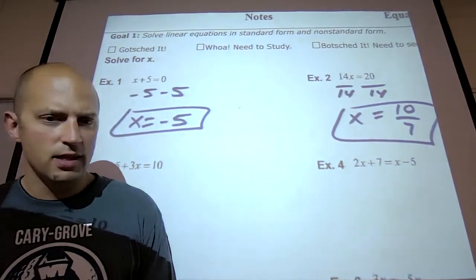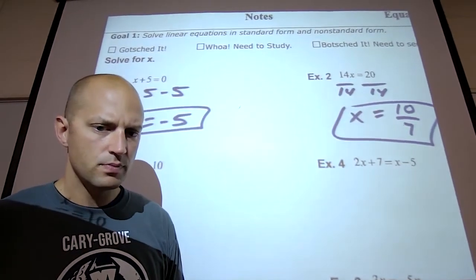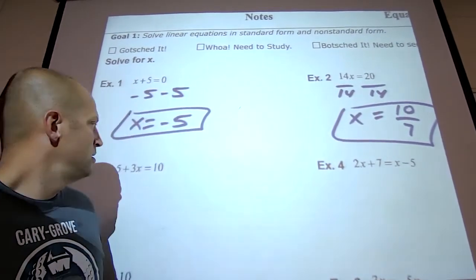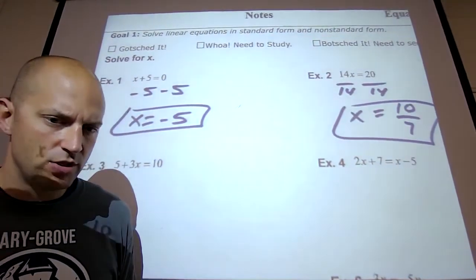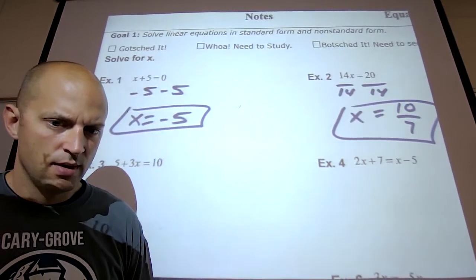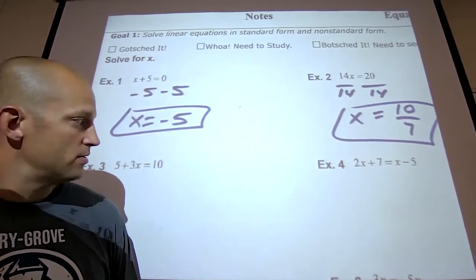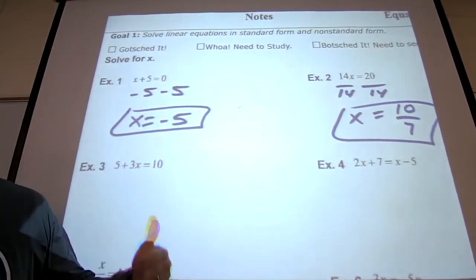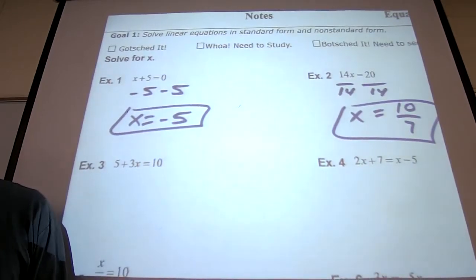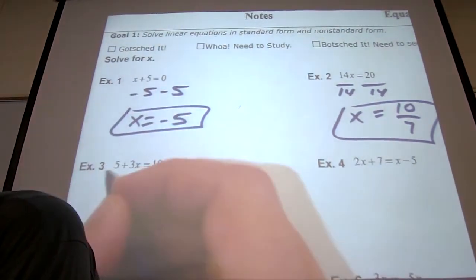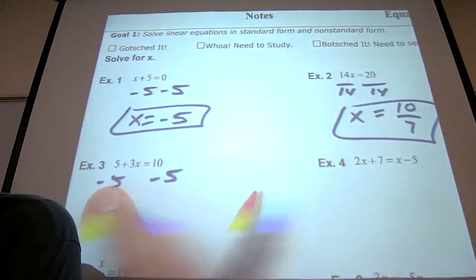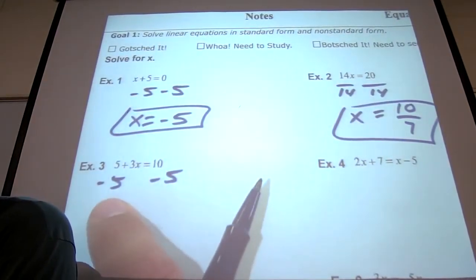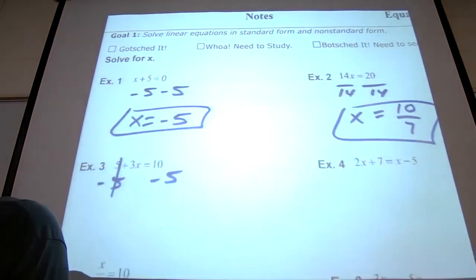All right, now it gets a little tougher. Here I have 5 plus 3x equals 10. What's the first thing you guys should do? What's the first thing we do over here? Subtract 5 from each side. Now make sure you're not adding 5, because 5 plus 5 would be 10. It doesn't cancel. This guy wants to cancel.